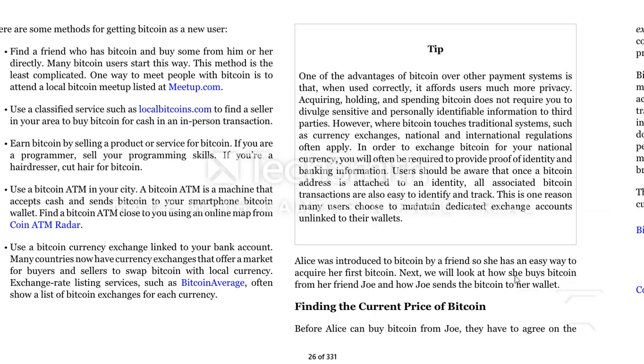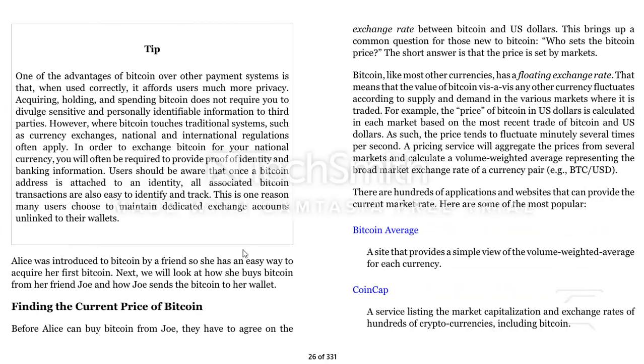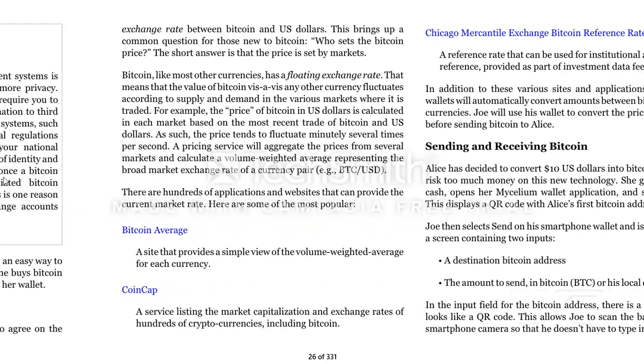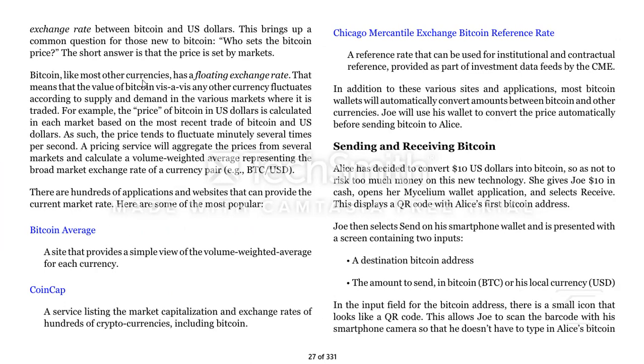Finding the current price of Bitcoin. Before Alice can buy Bitcoin from Joe, they have to agree on the exchange rate between Bitcoin and US dollars. This brings up a common question for those new to Bitcoin: who sets the Bitcoin price? The short answer is that the price is set by markets. Bitcoin, like most other currencies, has a floating exchange rate.